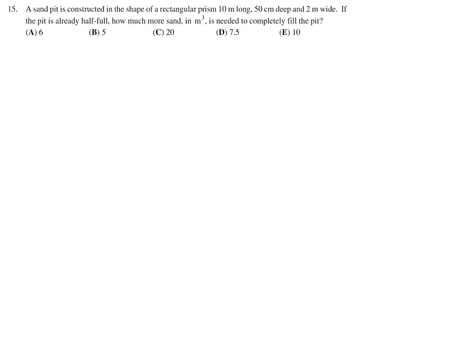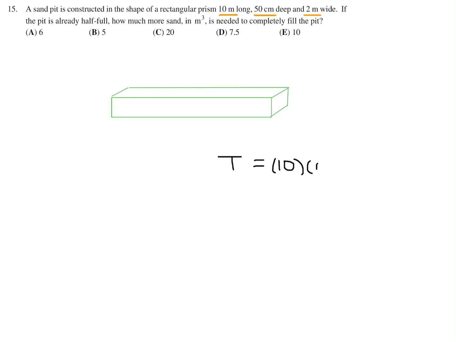A sand pit is constructed in the shape of a rectangular prism, 10 by 50 by 2, 10 meters by 50 centimeters by 2 meters. If the pit is already half full, how much more sand is needed to completely fill the pit? So you've got a little sand pit there, and the first thing we should do is figure out the total volume of the entire pit. So that'll be 10 meters times 0.5 meters, times 2, right? Because it's 50 centimeters. So this just looks like 10 meters cubed.